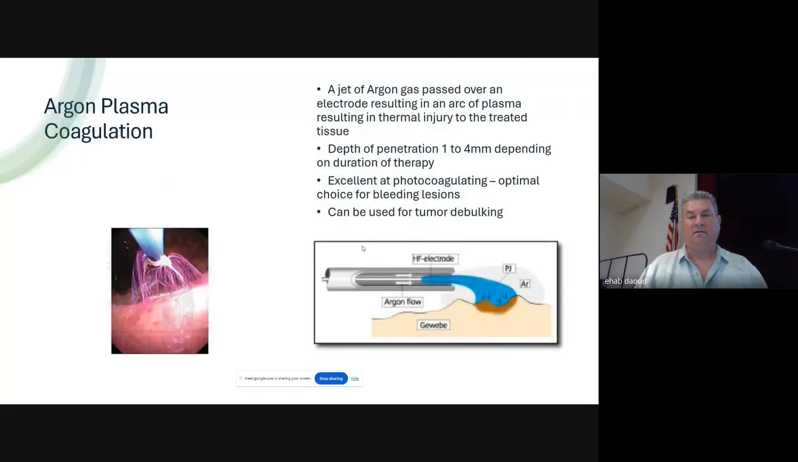APC is a commonly used method of ablating tumor. I like APC because it's relatively safe. It doesn't penetrate super deep. It's a great thing to control bleeding if you can see the site of bleeding. So if you have someone with an endobronchial tumor that's bleeding, you can spray your APC around it and just cauterize it and stop the bleeding. That's unusual. Usually the bleeding's coming too distally and I can't get to it with the APC.